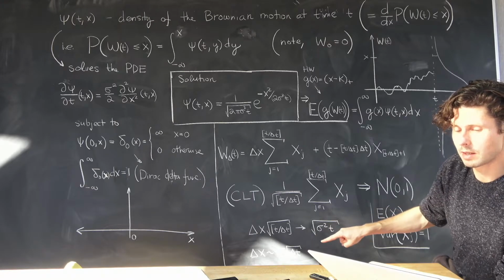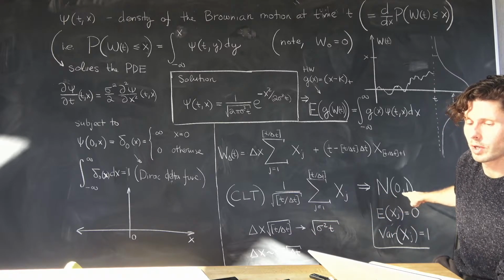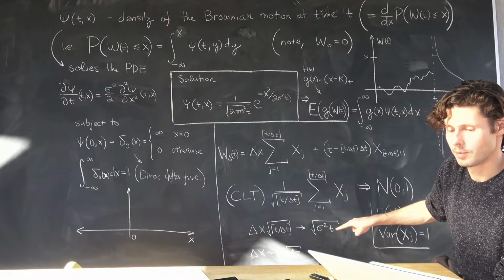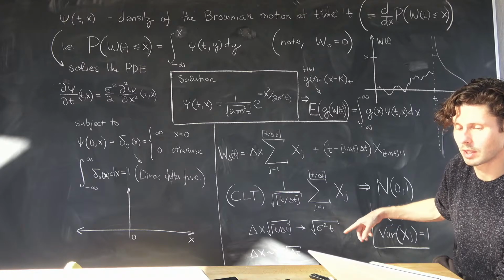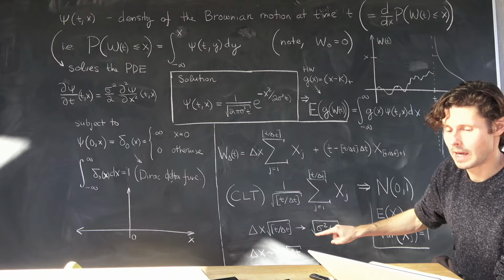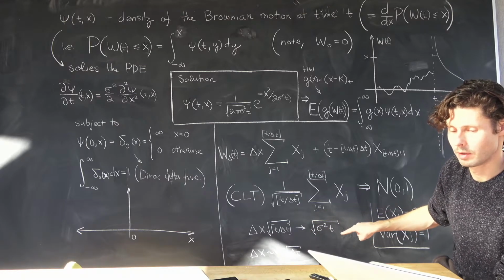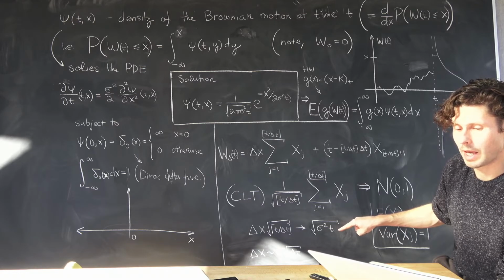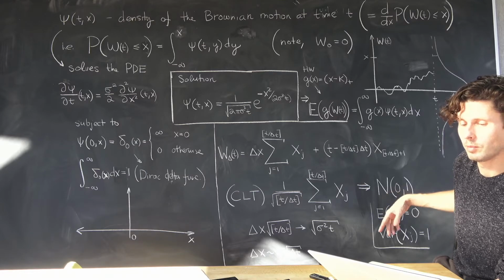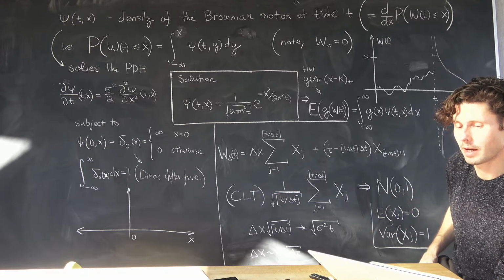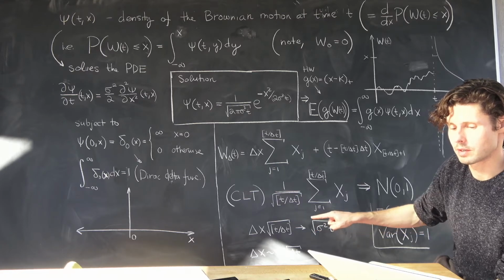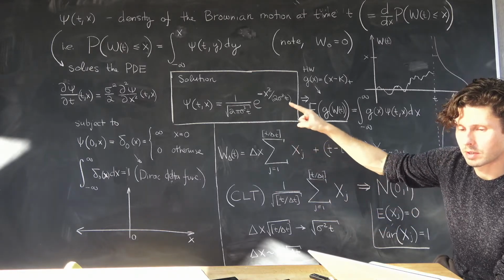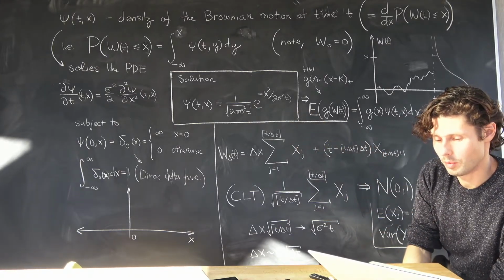What happens when I take this and multiply by a normal variable with variance 1? You get a normal random variable with variance sigma squared t. That's a property of the normal distribution. If you take a normally distributed random variable and multiply it by some number, call it a, then the random variable you obtain, a times this normal, is normally distributed with variance a squared. So this is the standard deviation, and you square it to get the variance, which is exactly what we had in the probability distribution there.